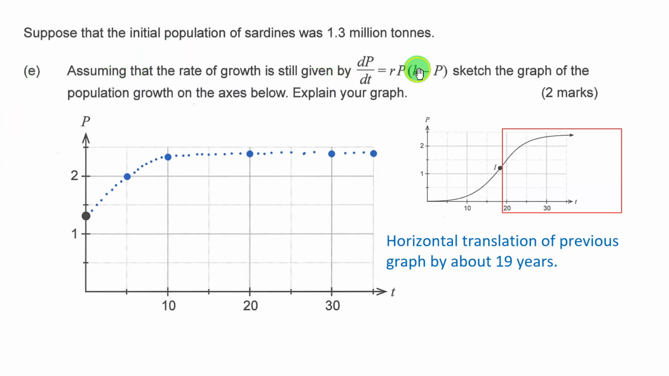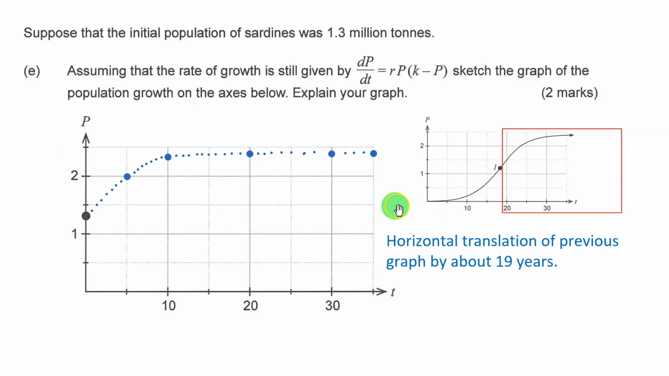Suppose the initial population of sardines was 1.3 million tons. Assuming the growth rate is still given by the same equation, sketch the graph of the population growth on the axis below and explain your graph. So really, all we're doing is resetting the initial amount. So the initial population was 1.3, which is just after, remember, the point of inflection. I've got a copy of the previous graph here, it was at 1.2. So we just basically need to take this part of the graph and put it onto this axis.